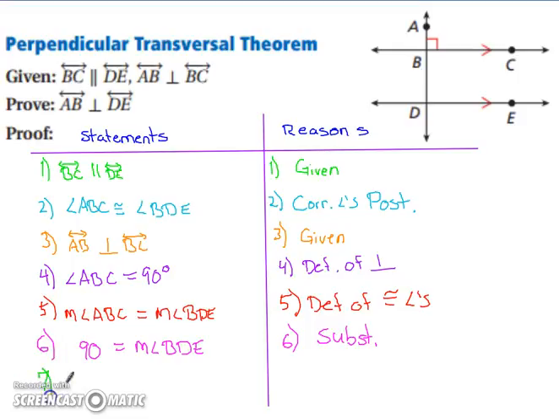And the seventh step here, our last step: if the measure of angle BDE is 90 degrees, then we can go a little bit backwards and say, if it's perpendicular, it means it's 90. Well, if it's 90, it means it's perpendicular. So we have AB is in fact perpendicular to DE, and we can use the definition of perpendicular lines to give us that.